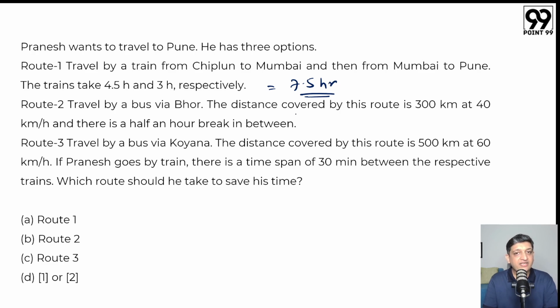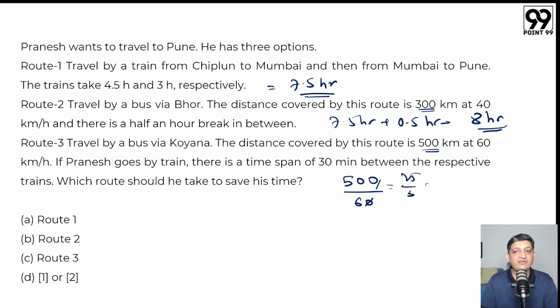Route 2, travel by a bus via Bhor. The distance covered by this route is 300 kilometers at 40 kilometers per hour, which basically means 7.5 hours, and there is a half an hour break in between. So 7.5 hours plus 0.5 hours is going to be 8 hours worth of travel by route 2. And route 3, travel by a bus via Koyna. The distance covered by this route is 500 kilometers at 60 kilometers per hour. Now 500 kilometers at 60 kilometers per hour will be 500 divided by 60, or you can say 25 divided by 3, which is going to be some 8.33 hours.